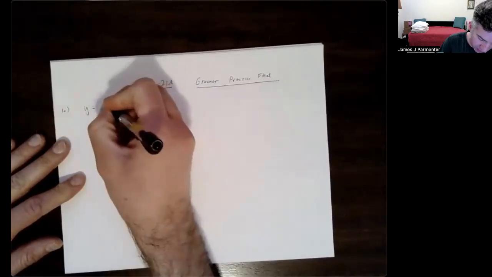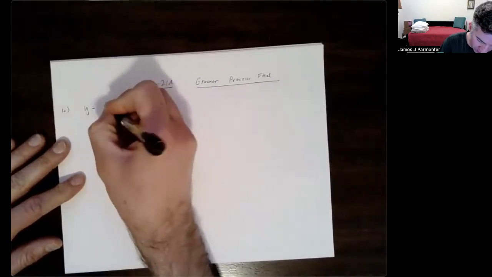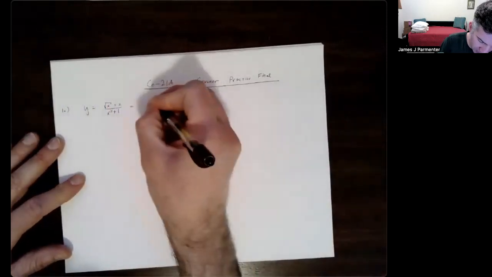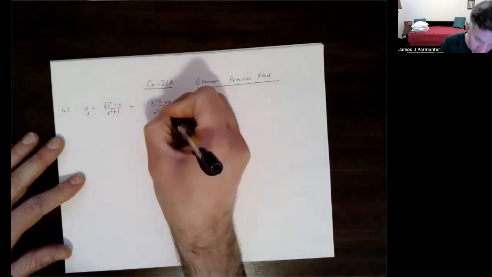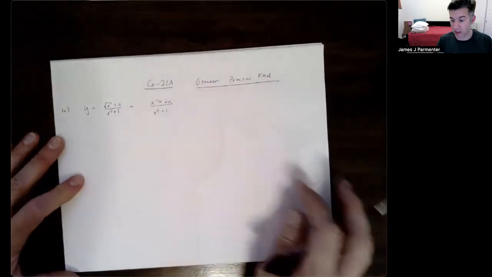First one is compute the derivative of the function y equals the square root of x plus x over x squared plus 1. I think the first thing we should do is rewrite it as x to the 1/2 plus x over x squared plus 1. I don't want to write that it's the derivative, I just want to write that it's my function. Let me get this a little bit more centered here. There we go.